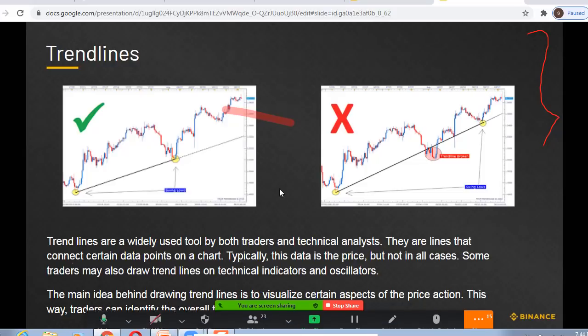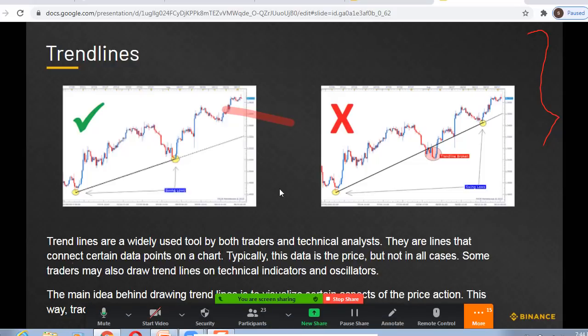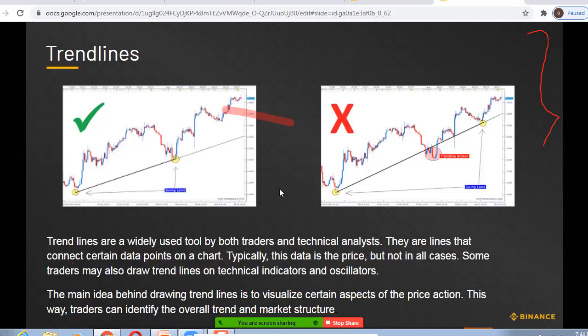Some traders may draw their trend lines differently. Some may use oscillator-like indicators, and some may also use momentum indicators. But the main idea behind a trend line is that it visualizes certain aspects of price action. And as a trader, you must know how to draw your trend line perfectly.